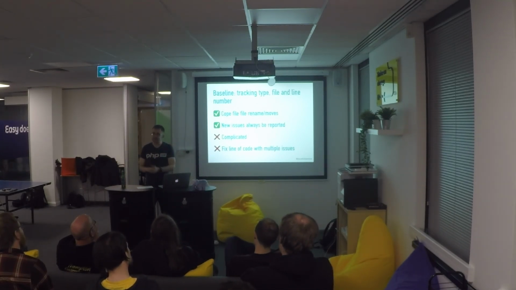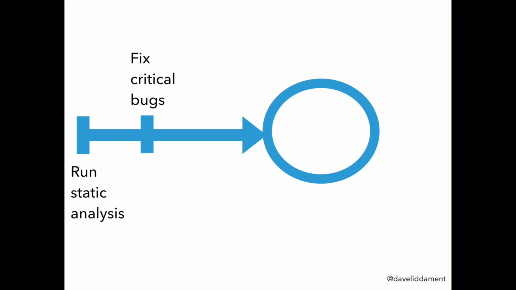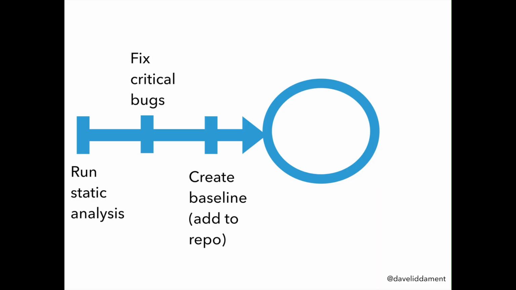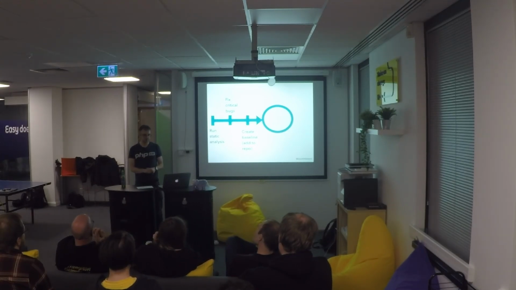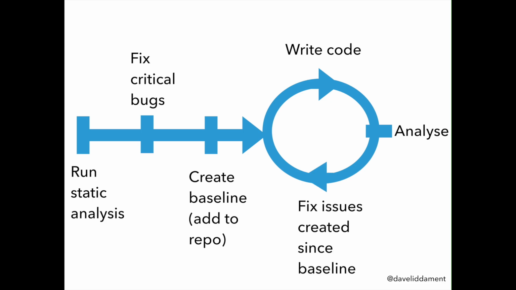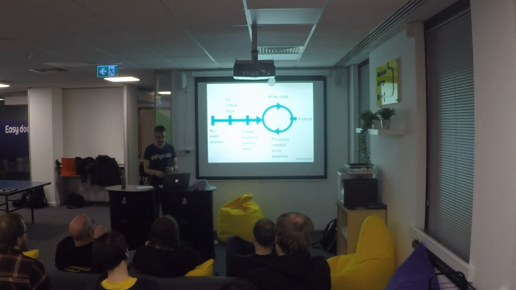Now, whichever baselining technique you take, the process is the same. You run your static analysis and you fix any bugs you decide you're going to fix, or if there's an auto fixer that can safely fix anything, then you run that. And then once you're happy with that, you create a baseline and you check that baseline into your repository. And then you just go round and round in a loop: you write some code, you do your analysis, and you use your baseline to say, show me what issues I've created since the baseline, and then I just keep fixing that. And we just go round and round that circle forever.